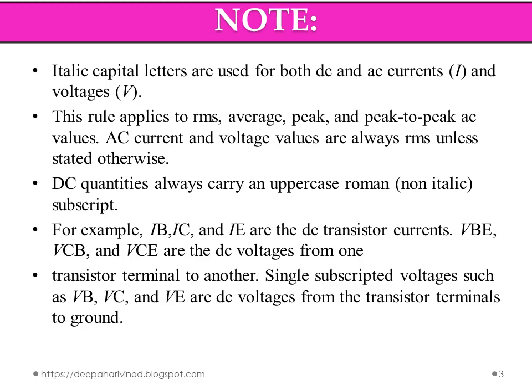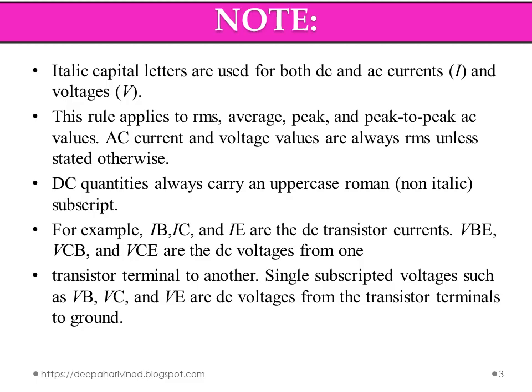So in this lesson, a simple thing which we should know is that capital letters are used both for DC and AC currents and voltages. The rule applies to RMS, average, peak and peak to peak AC values. AC current and voltage values are always RMS unless stated. DC quantities always carry an uppercase Roman or non-italic subscript.